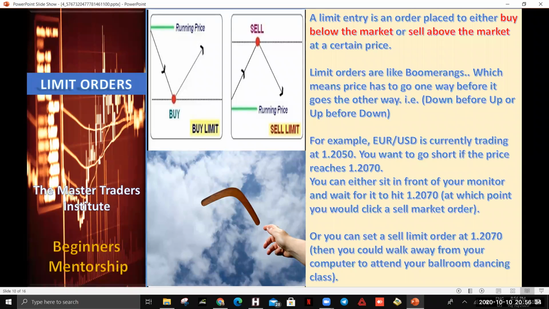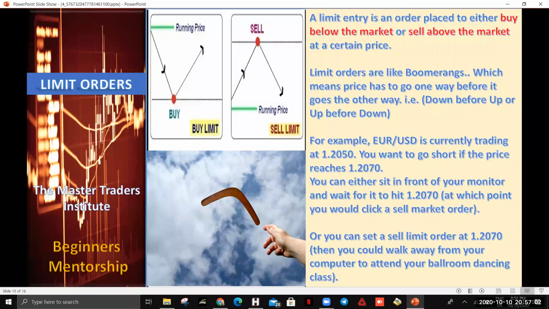You wait for price to reduce more so you can buy it, then continue buying from there. Limit orders are like boomerangs, which means price has to go one way before it goes the other way. Down before up, or up before down. For example, EUR/USD is currently trading at 1.2050. You want to go short if the price reaches 1.2070. Do you understand what it means?